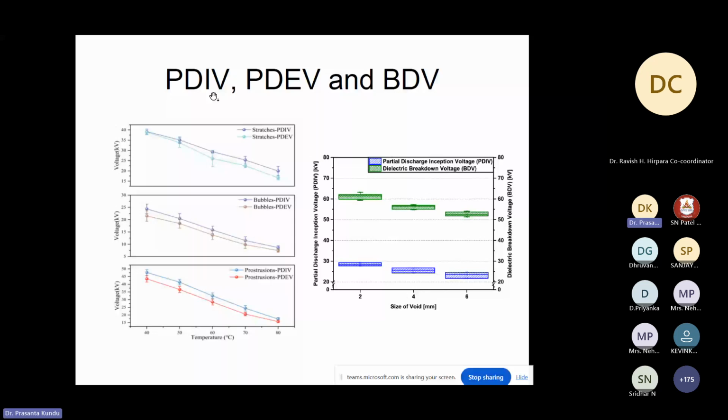So in the case of a cable, it can have scratches inside it, bubbles, and protrusions. Protrusion means there are some foreign particles inside it, or the conductor has some sharp edges. The conductor is not smooth enough, so it gives different, enhanced stresses. That will also create partial discharge.